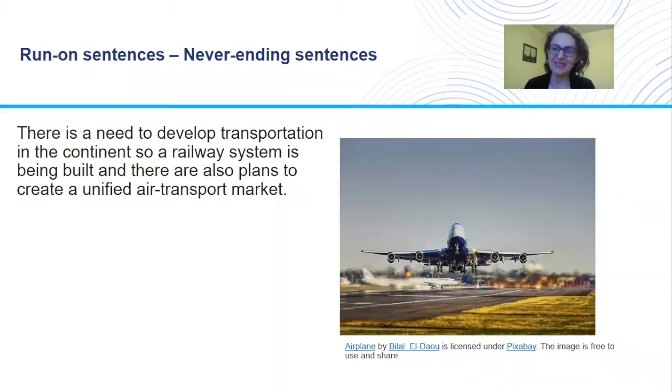Run-on sentences are never-ending sentences. As their name indicates, they just keep going on and on. Let's look at the example. There is a need to develop transportation in the continent, so a railway system is being built, and there are also plans to create a unified air transport market.